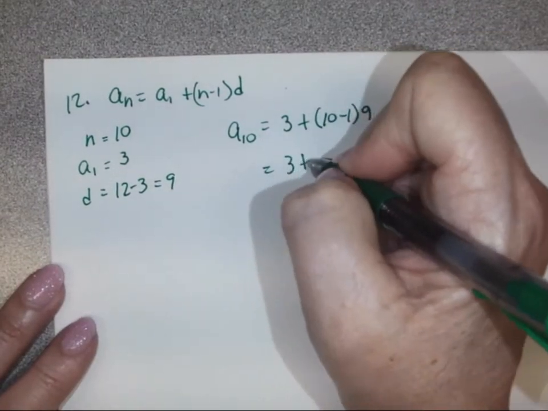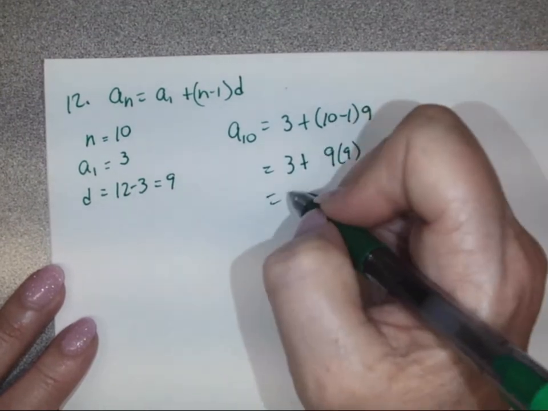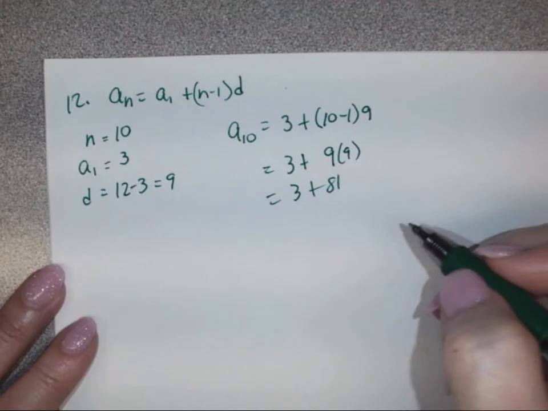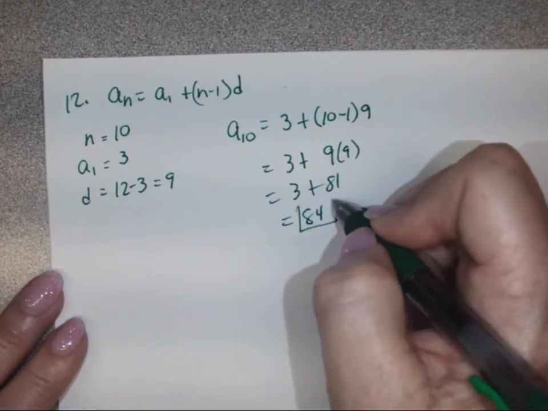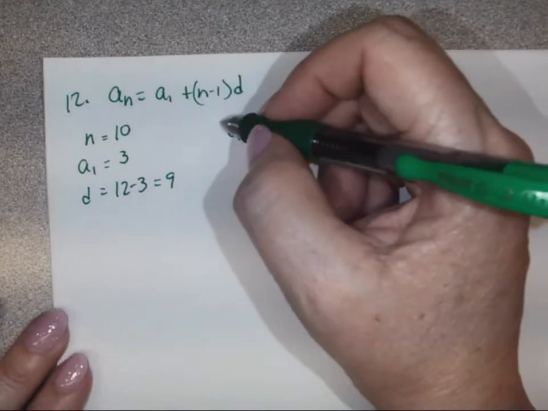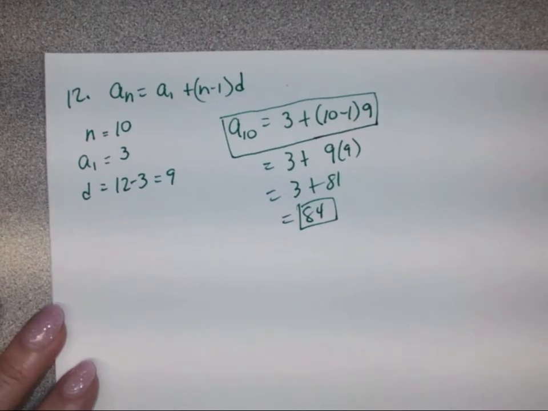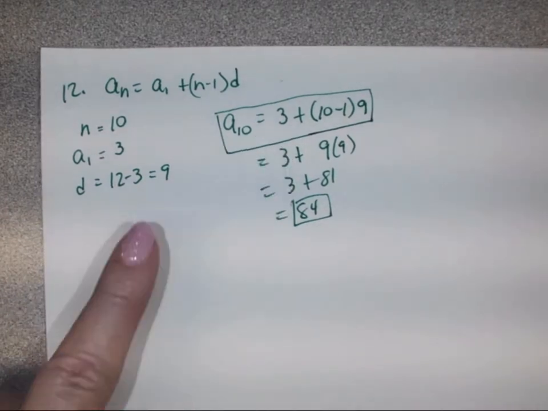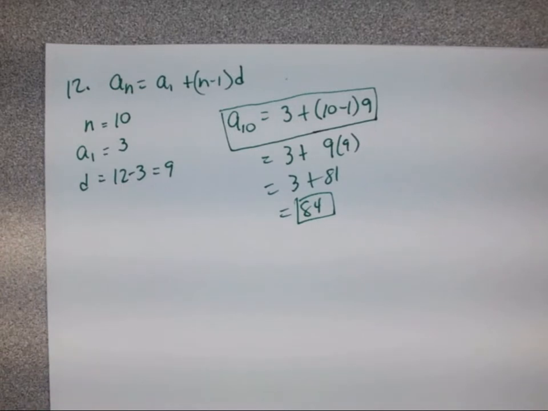So that will be 3 plus 10 minus 1 is 9 times 9, which is 3 plus 81, which will get us 84. So you have to do two things. You have to write the formula, and then you have to find the number. And you actually need to do it this way. Don't figure out, well, I've got those ones, I can just keep adding to get it. You actually have to use the formula to do it.